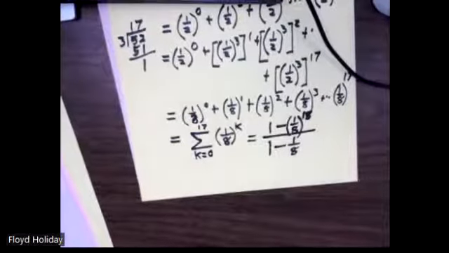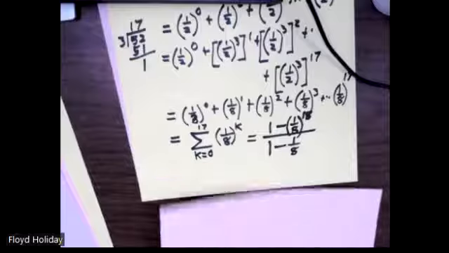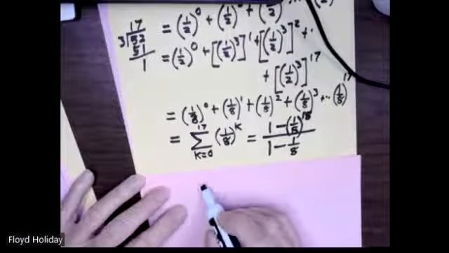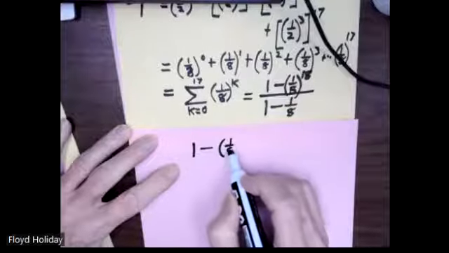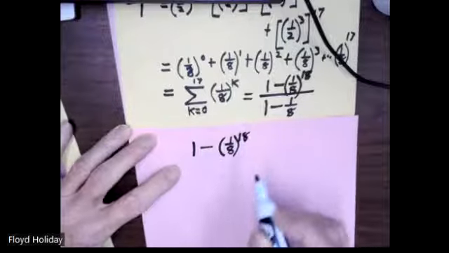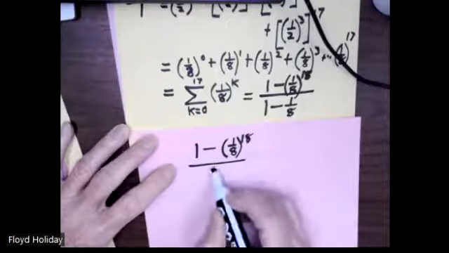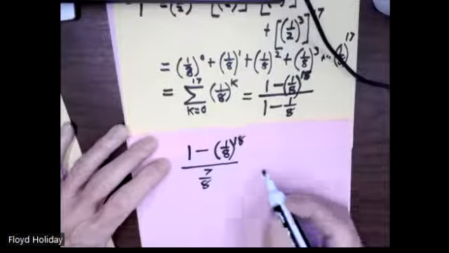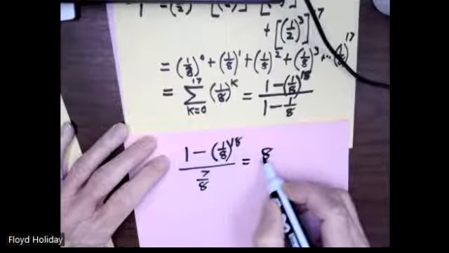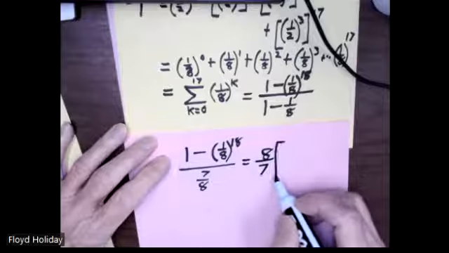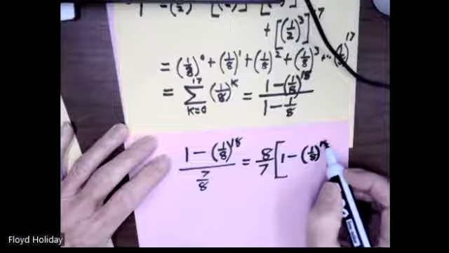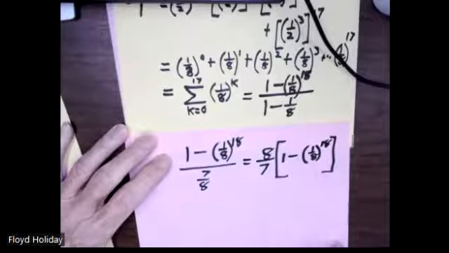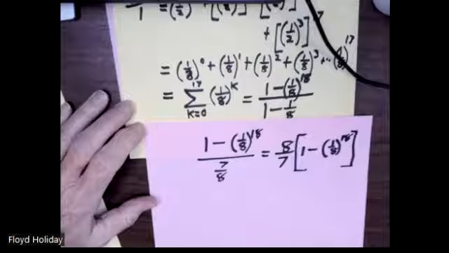Now, I'll clean that up a little bit. That fraction on the numerator is 1 minus 1/8 to the 18. And the denominator is 7/8, which becomes 8/7 times 1 minus an 8th to the 18. Okay, that's the mantissa.